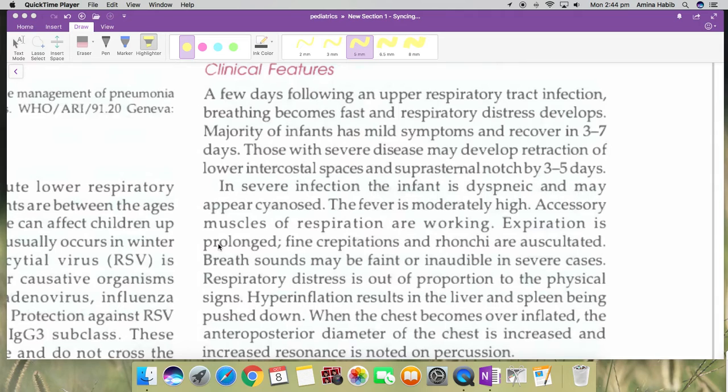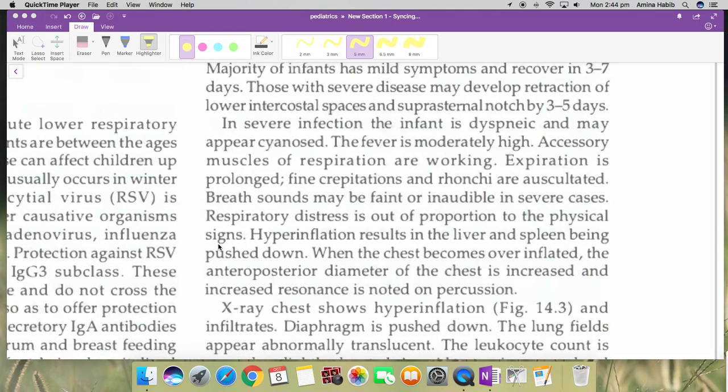Now we will get an x-ray. What will be the findings on an x-ray? We will see hyperinflation, and infiltrates will also be there. The diaphragm is pushed downwards, and the lung fields appear abnormally translucent. That means air filled lung fields will be more dark, more blackish on the x-ray. Hyperlucency will be there, hyperinflation will be there, and some infiltrates will be seen.